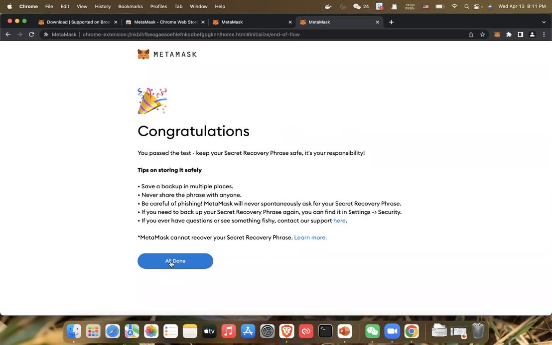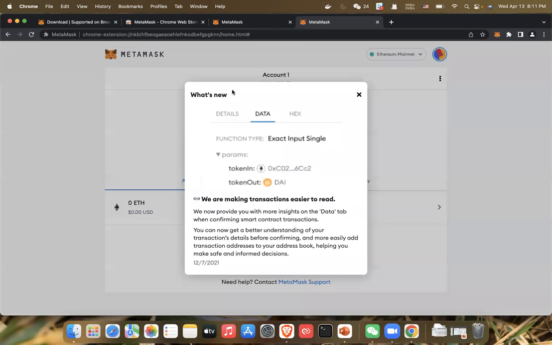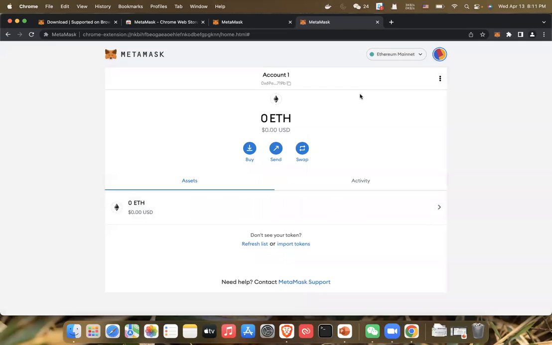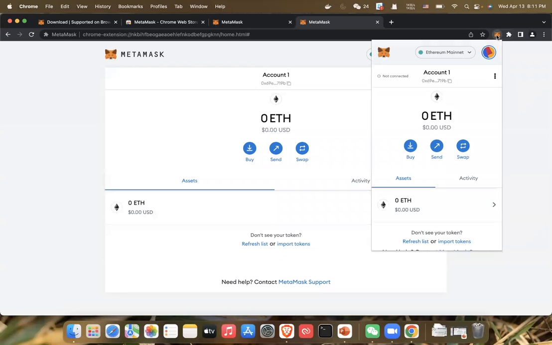Click on all done. It's now going to say this is what's new in MetaMask. No offense, we don't care. Close it. And now MetaMask has been successfully set up. How to use it? You can now click anytime you want on the little fox icon in the upper right-hand corner and get a very nice, concise information page about your account.